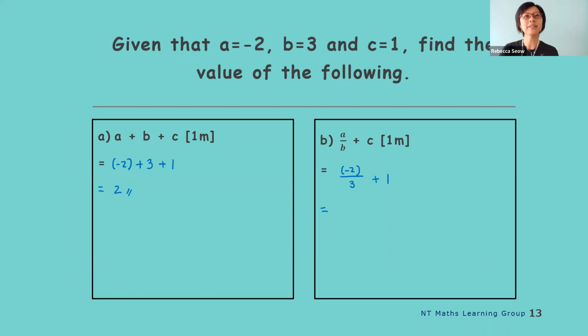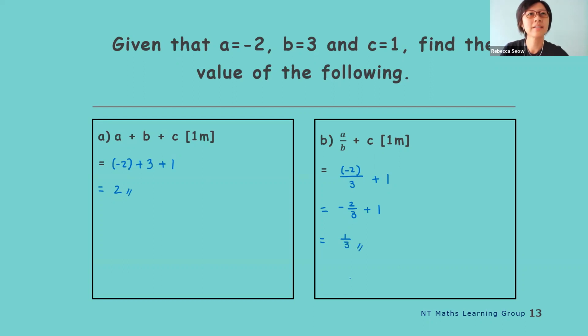So at this point, after the substitution, we could rearrange the first fraction. We could remove the bracket because the -2 is not actually affected by the bracket, and we could bring out the minus sign. So it will look something like that, -2 out of 3 plus 1. And we could work out the answer using either calculator or mental calculation.